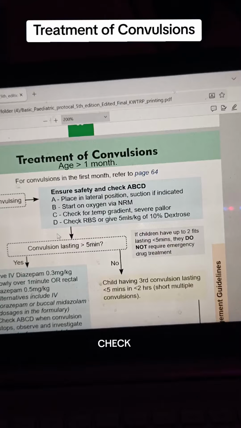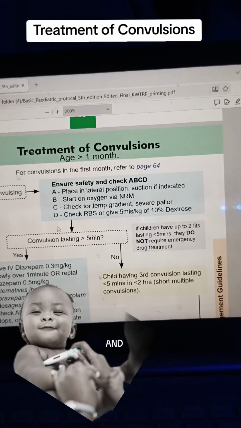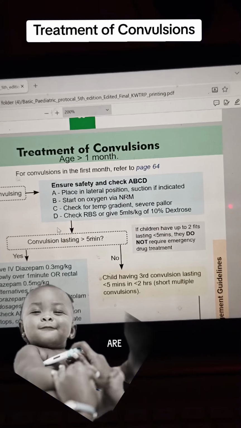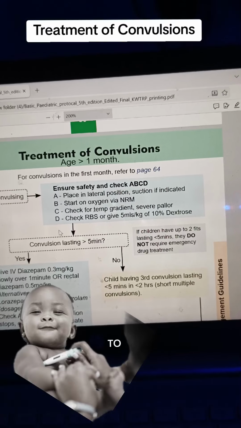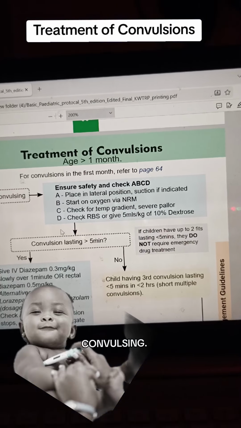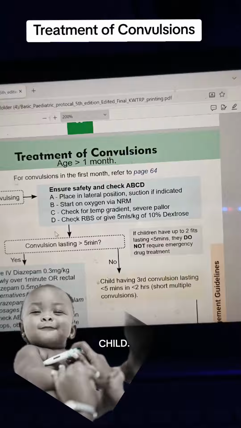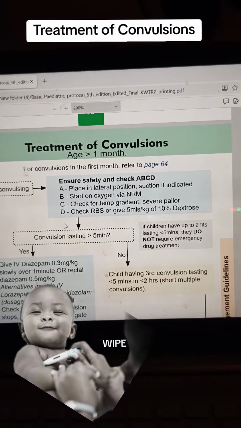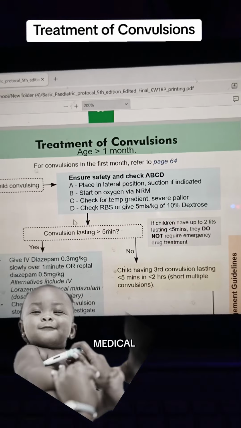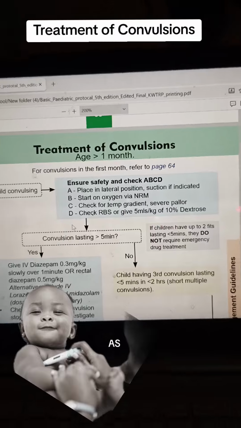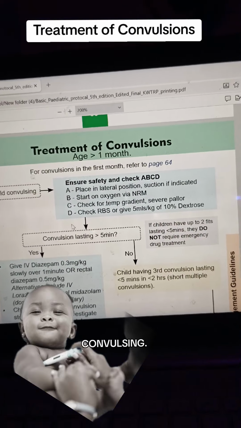Three, we need to check temperature. We are looking at children with febrile convulsions. There are instances when the temperature is too high, which will always predispose an infant to convulsing. So if the temperature is high, we either expose the child, two, the mother can wipe the child, three, if it's too high, then we can opt for medical management so as to control the temperature.